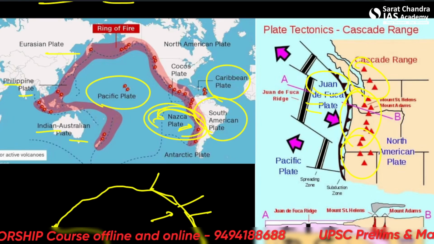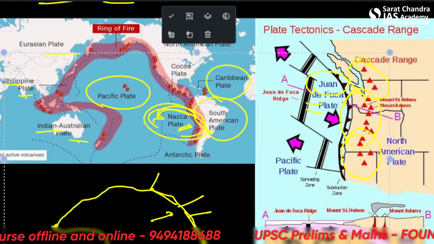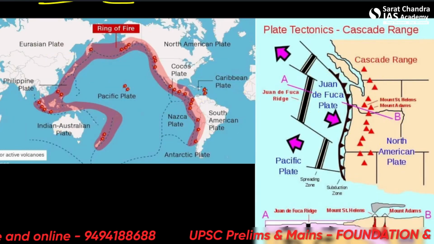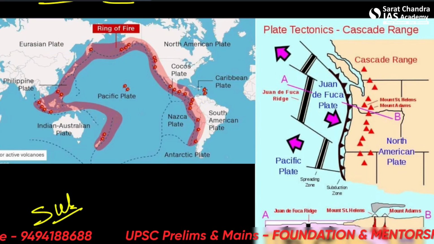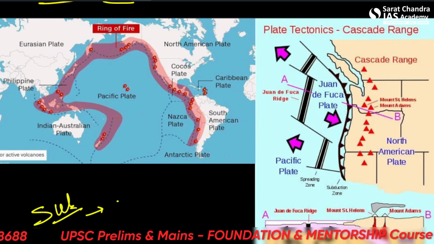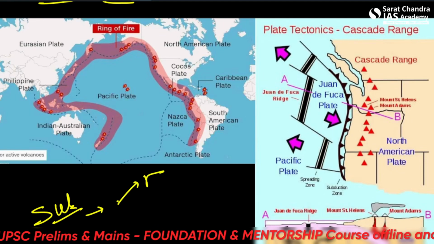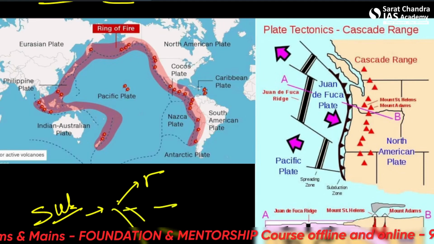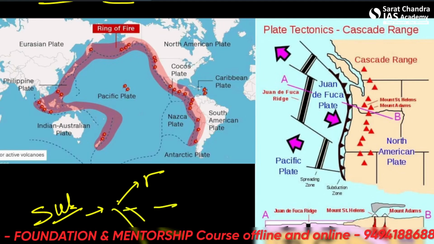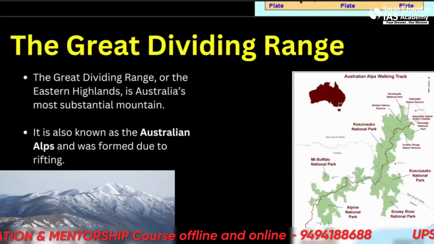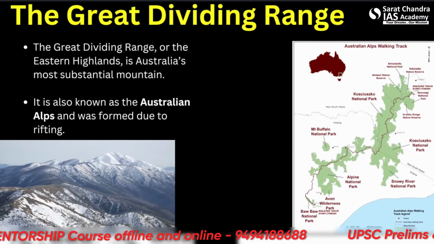So this can be asked in prelims directly. Because of the subduction of Juan de Fuca plate, which of the mountains have been created? Rockies, Andes, Cascade Mountains, the Great Dividing Range. Alright, so you have to tick on the Cascade Range. Now let's come to the Great Dividing Range.